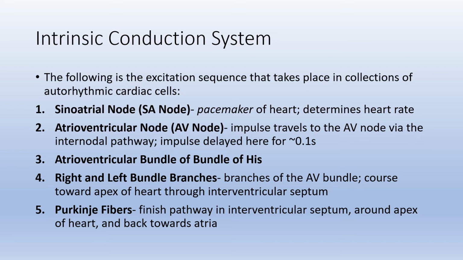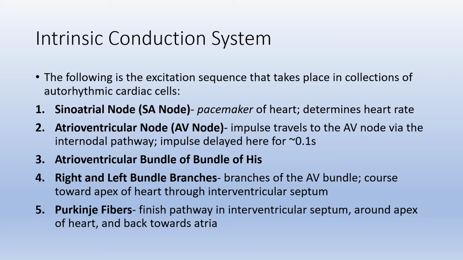After the SA node depolarizes or fires, that impulse spreads throughout both the right atrium and the left atrium until it hits the next structure in place, the atrioventricular node, or the AV node. Once the impulse hits the AV node, we pause. And we pause because we need to allow for the atria to fully contract to ensure that all of the blood has been pushed out of them and into the ventricles.